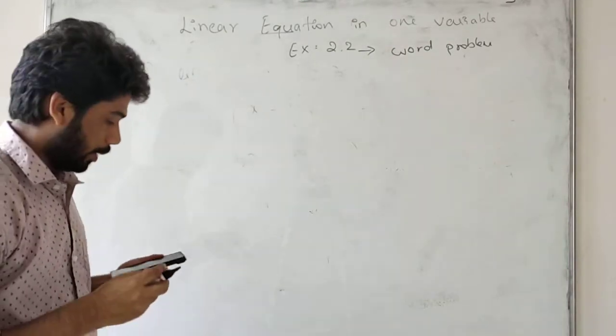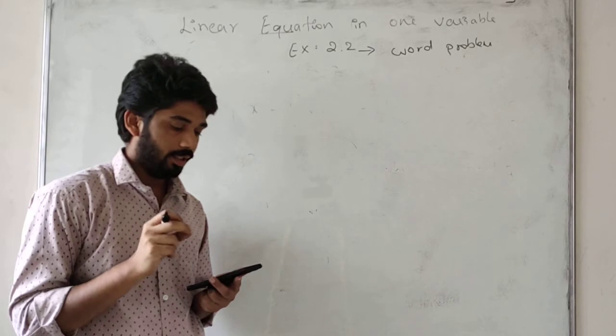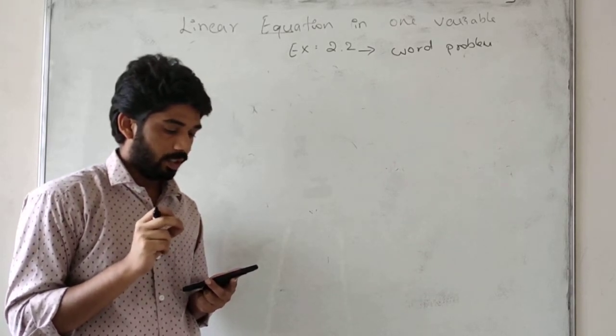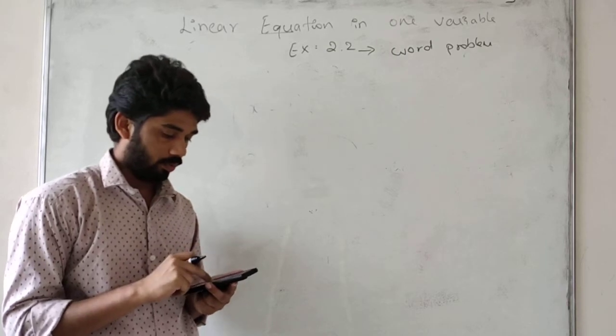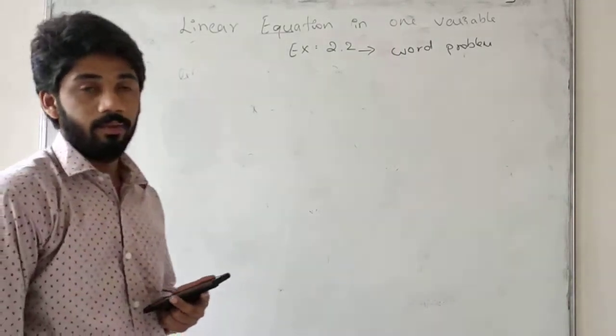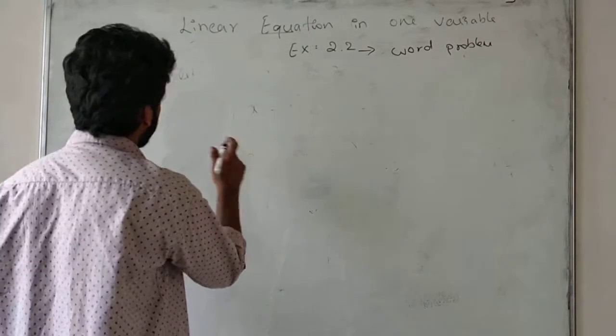Next problem. The perimeter of a rectangular swimming pool is 154 meters. Its length is 2 meters more than twice its breadth. What are the length and breadth of the pool? Okay. First we have to know the rectangle formulas.